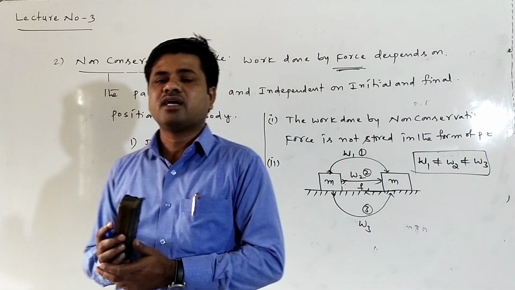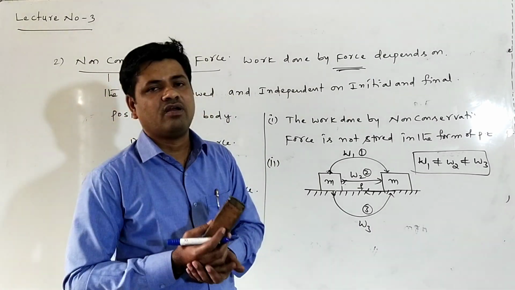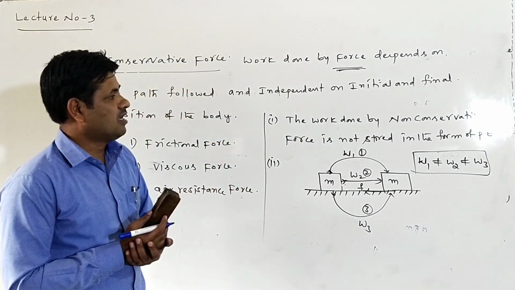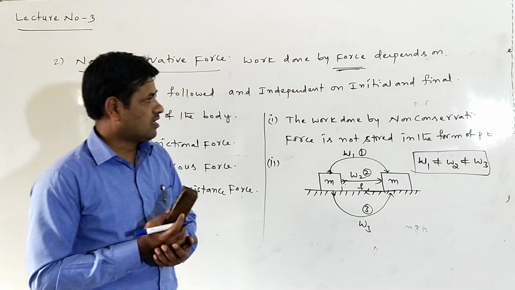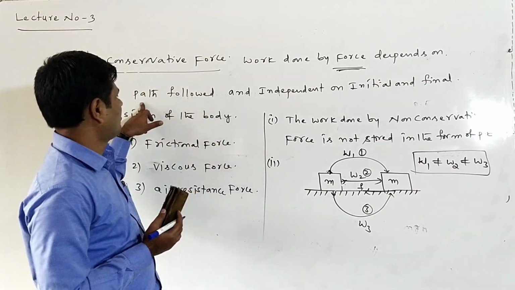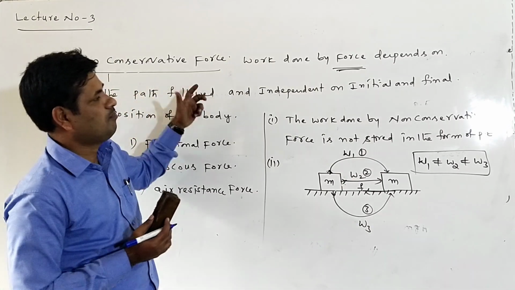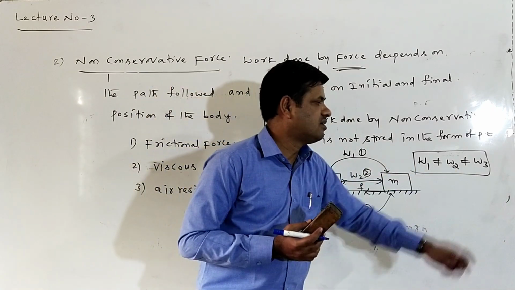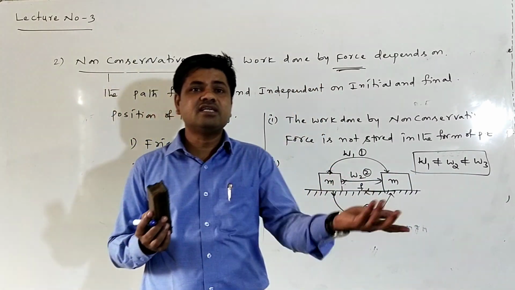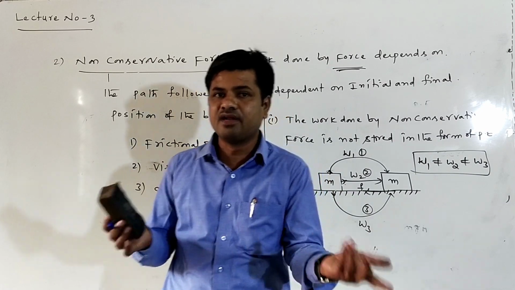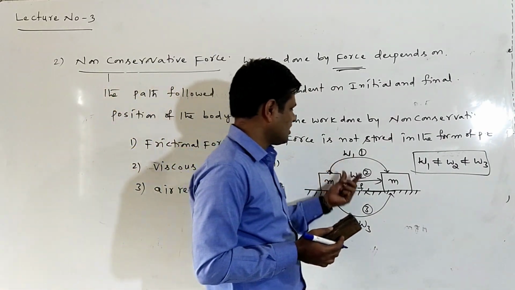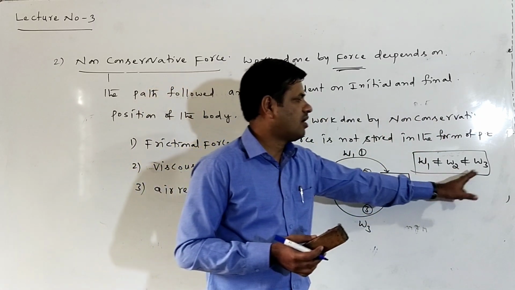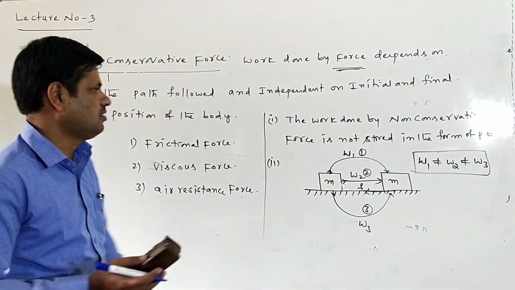In the previous case, the conservative force, the work done is independent of the path followed, which means all the work done is the same. But the work done by a non-conservative force depends on the path followed. That's the reason the work done is different. For the conservative force it is independent of the path, so the work done is the same. When the path changes, the work done changes. So W1 is not equal to W2, not equal to W3.